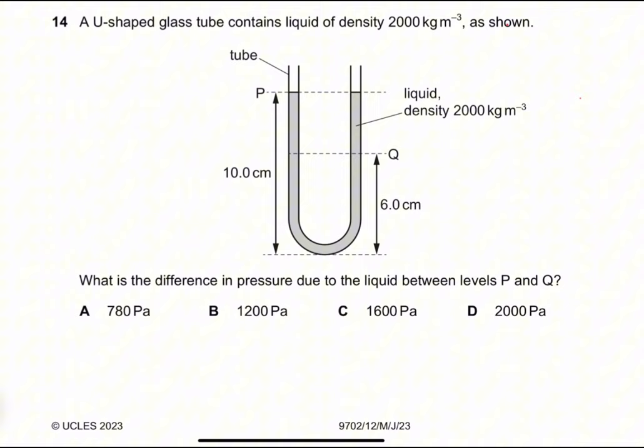Moving on to question number 14, we've been given a U-glass tube that contains liquid of density 2000, and we want to find the difference in pressures due to the level of liquids between P and Q. So this is point P. There's something that you need to know about manometers and about pressure in a liquid, and I'm going to explain that shortly. You just need to know that the difference in height here is 10 minus 6, which is 4 centimeters, that's 4 times 10 to the power of negative 2. We're going to use that pretty soon.